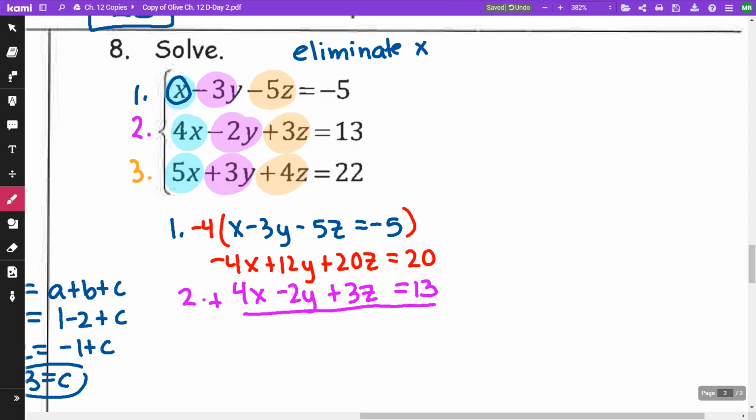These are going to cancel out. I get a 10y plus 23z is equal to 33. Can't simplify that at all. Sometimes you can. I'm going to call this equation 4.